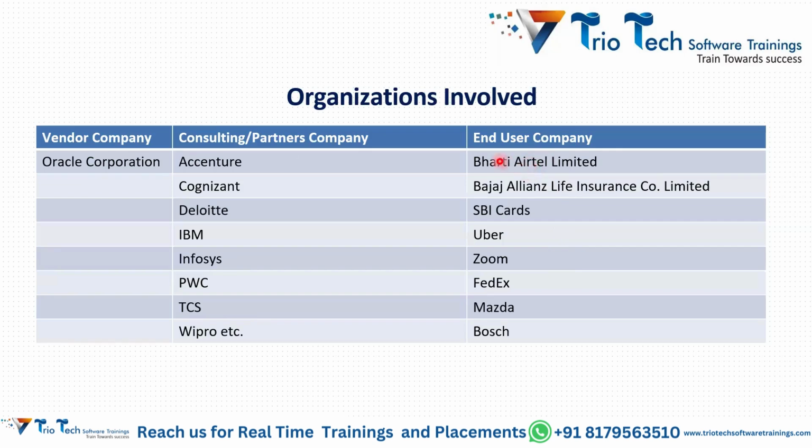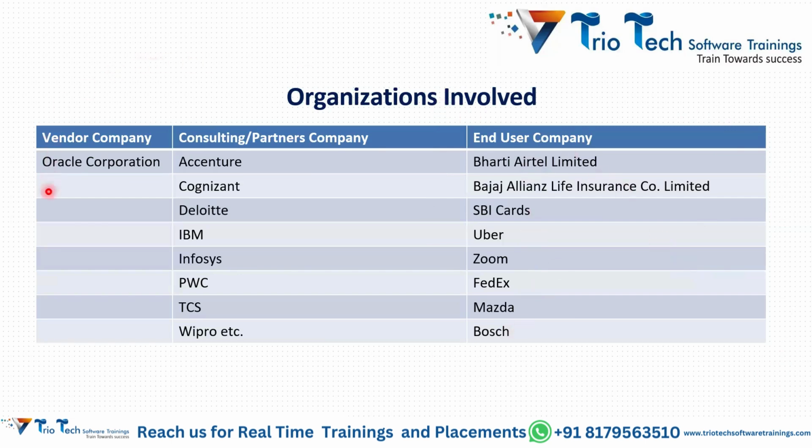In India, some of the Indian examples we have here: Bharti Airtel Limited working on cloud. Then you have Bajaj Allianz Life Insurance Company working on cloud, Oracle Fusion Cloud. Then you have SBI cards, Uber, Zoom, FedEx, Mazda, Bosch. These are US-based tech companies. So some Indian examples, some US-based examples, and these are published on the official website of Oracle, where the implementation has been done successfully, and these are your end user companies.